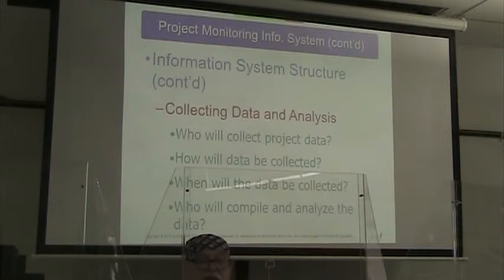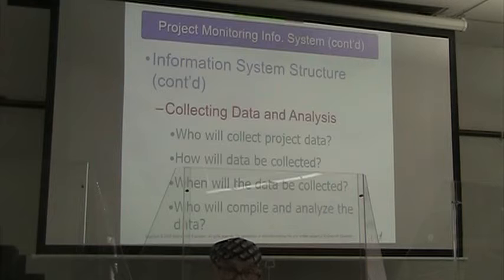So our information system structure: we're going to have to collect that data, but we're also going to have to analyze our data. So who is collecting our project data? Very often it will be you as the project manager who is collating all the data from the different project teams. How will it be collected? Are the teams self-reporting? Have we got some kind of metrics that we're able to gather that information?